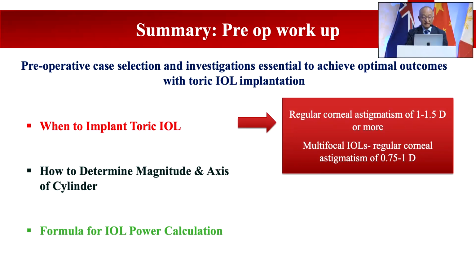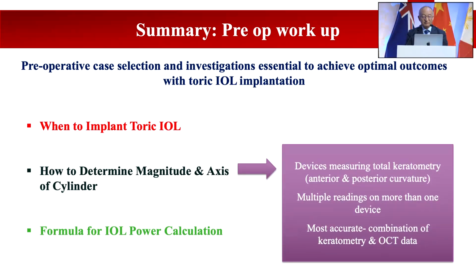The second important issue she discussed was how to determine the magnitude, axis and cylinder in the cornea. The devices measuring total corneal keratometry, that is anterior and posterior curvature, is good. Multiple readings on more than one device have to be taken so that you have more accuracy. Look into an axis match. Power may be a little plus minus, but if axis is matching, that's a good regular cornea.